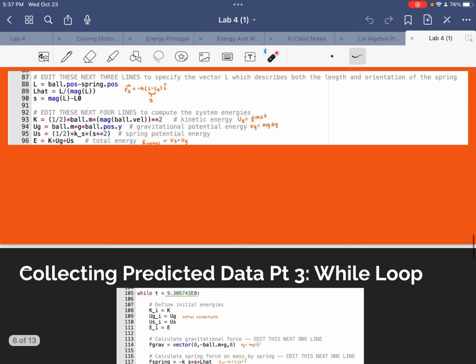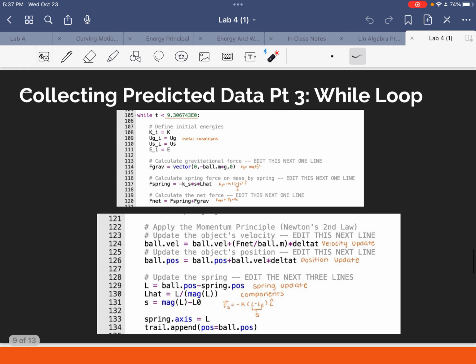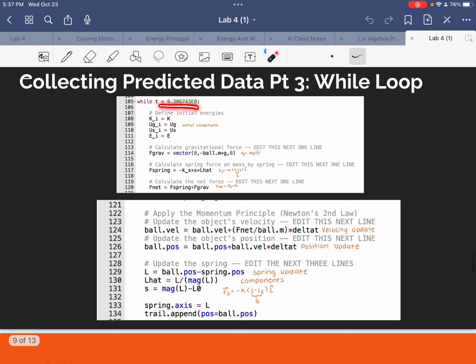Finally, I coded my while loop for the computational model. First, I set my T range to be the length of time that my predicted data ran for, and then I coded the computer to solve for the total net force acting on the mass, which was done by adding together the spring force and the gravitational force. I then used the momentum principle to update the position and velocity of the mass at every delta t. And then finally, I updated the spring conditions, which you can see at the very bottom.